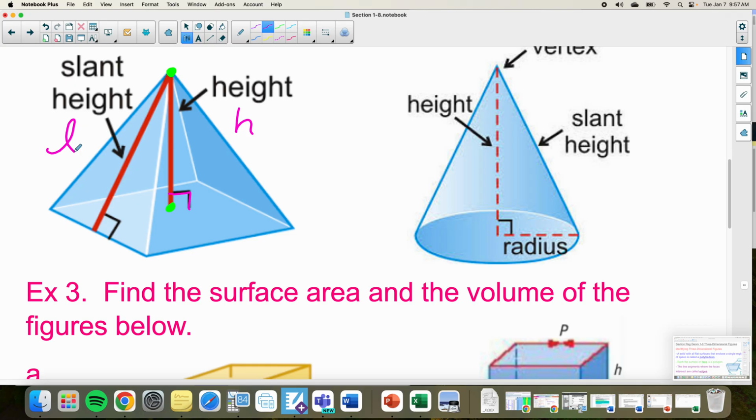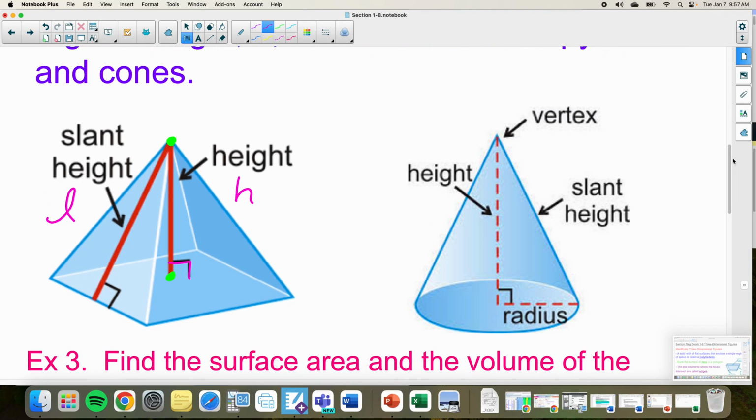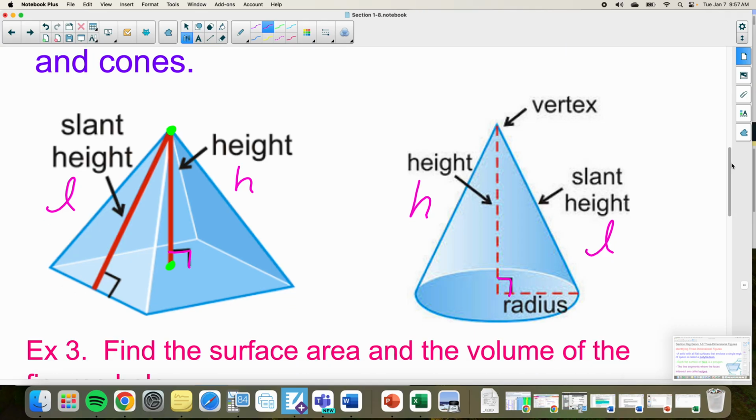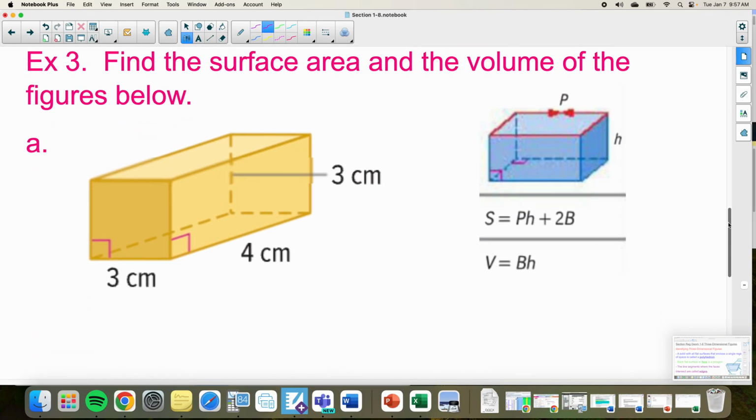Then when we look at a cone, we're gonna find that the cone has the same 2 heights. So we have the straight up and down height that's perpendicular, that's H, and then we have a slanted height that's like a cursive L, that is our slant height, okay?